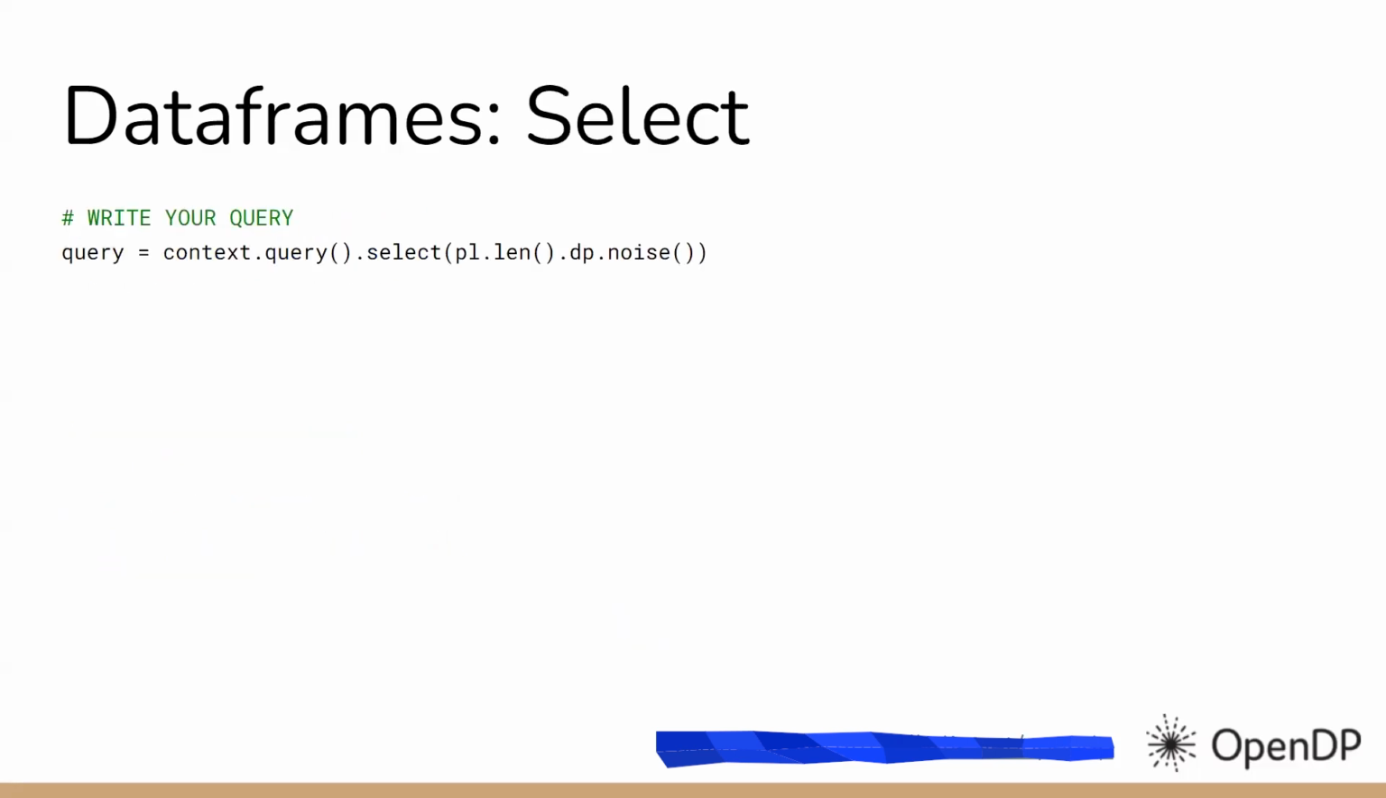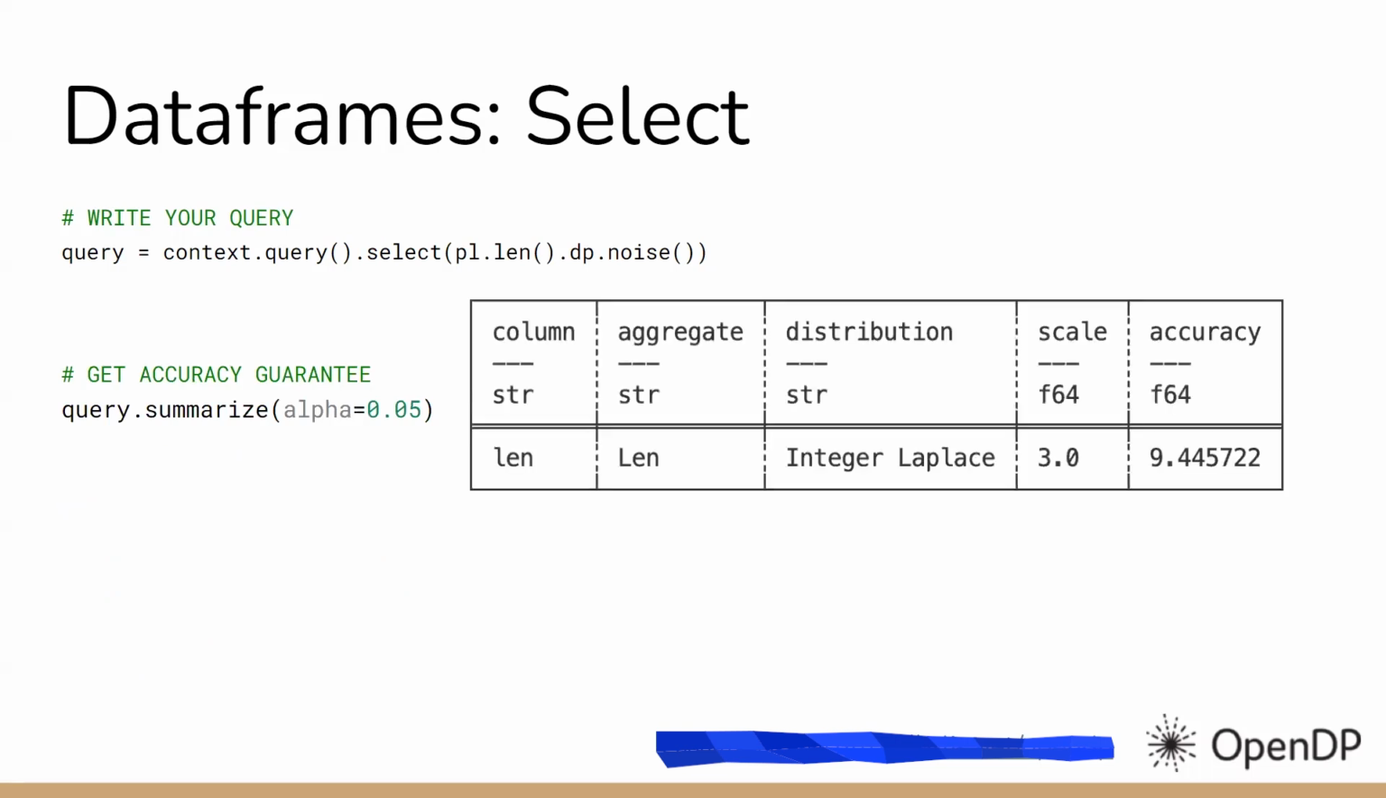Great. So starting off with what one query might look like in the system. We're computing a DP count of the number of records in the data set. You'll notice that there's some similarity between this and SQL, which is also convenient for us. When you build this query, it's not releasing the data yet. You can ask what the utility of this query is before you make a release.